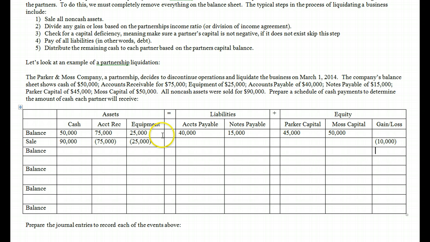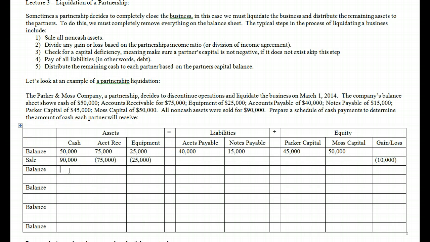So let's do a balance just to make sure that everything is okay. So that balance comes out to 140,000 in cash. And again, after each one, we want to balance here.